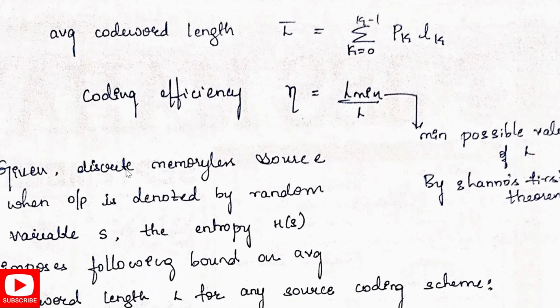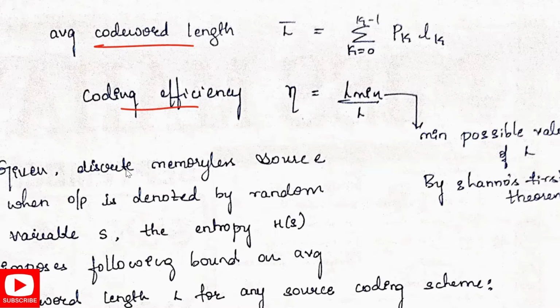So next we will start here. One is the average code word length. We need to find out the average code word length, which is represented by L bar. It is the summation of k equal to 0 to K minus 1 of pk into lk. What is code efficiency? It is L minimum divided by L bar. What is this L minimum? This is the minimum possible value of L. This is given by Shannon's first theorem. We can get this L minimum.